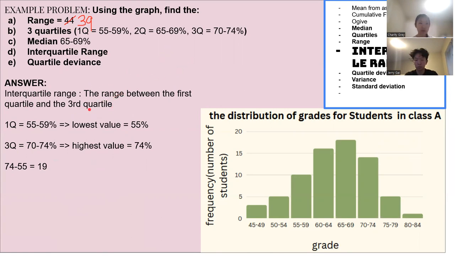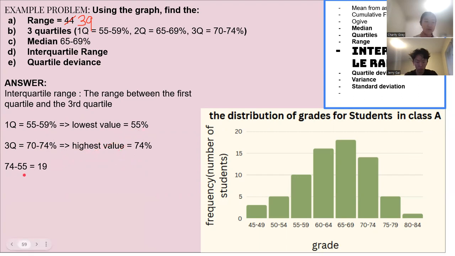So the interquartile range is very simple. If you have the 3 quartiles, you can solve it easily because it is the range, which is the difference between the first quartile and the third quartile. So here we have our range. The lowest value here in the first quartile is 55, and the highest value in the third quartile is 74.